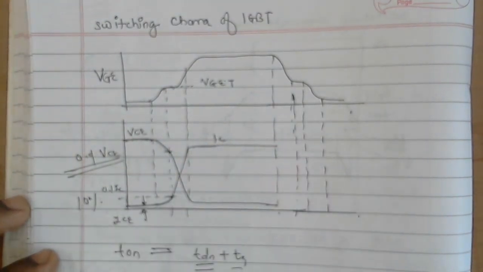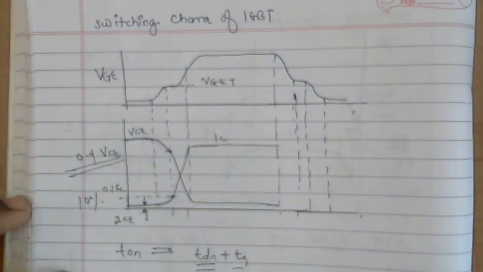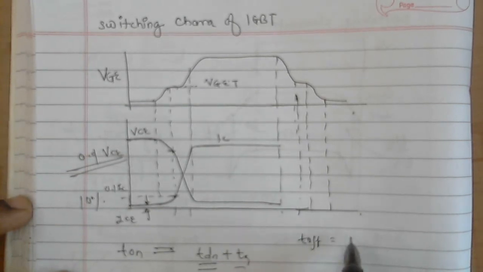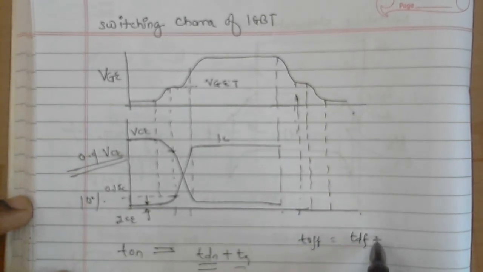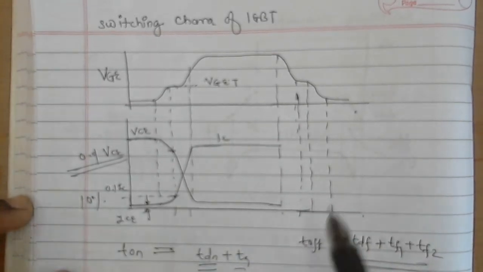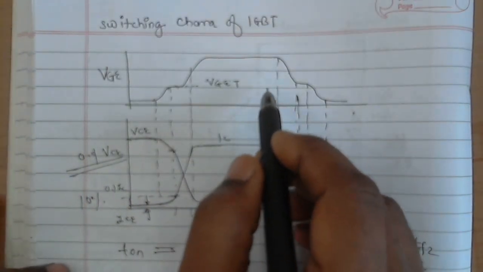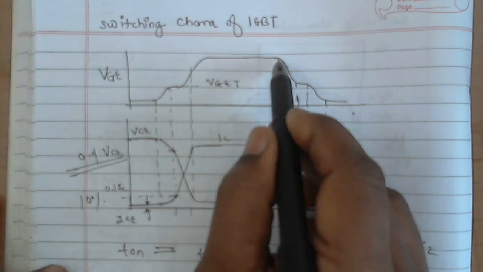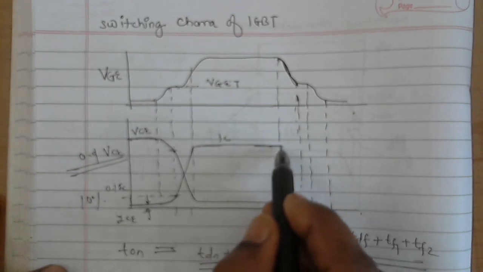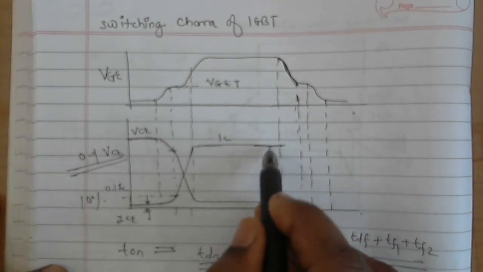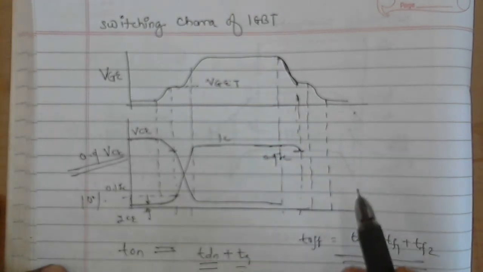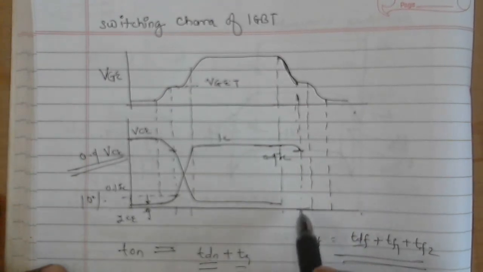Now you want to turn off the device, so you will remove this particular gate voltage. When you remove that gate voltage, the off time T off is divided into three different times: delay in fall time plus fall time 1 plus fall time 2. Are you getting? So first is the delay in fall time, when your gate to emitter voltage reduces from high value to threshold, and your collector current decreases from full value to 90%, 0.9 of its IC, is called the delay in fall time.